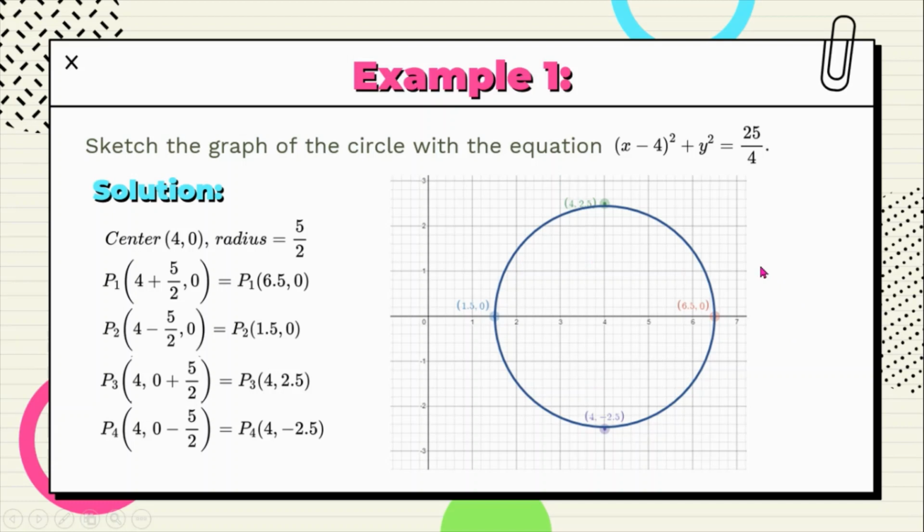So if we try to sketch these points and this equation, it looks like this. This is the first point, (6.5, 0). This is the second point, (1.5, 0). This is the third point, (4, 2.5). And the last point, (4, negative 2.5).